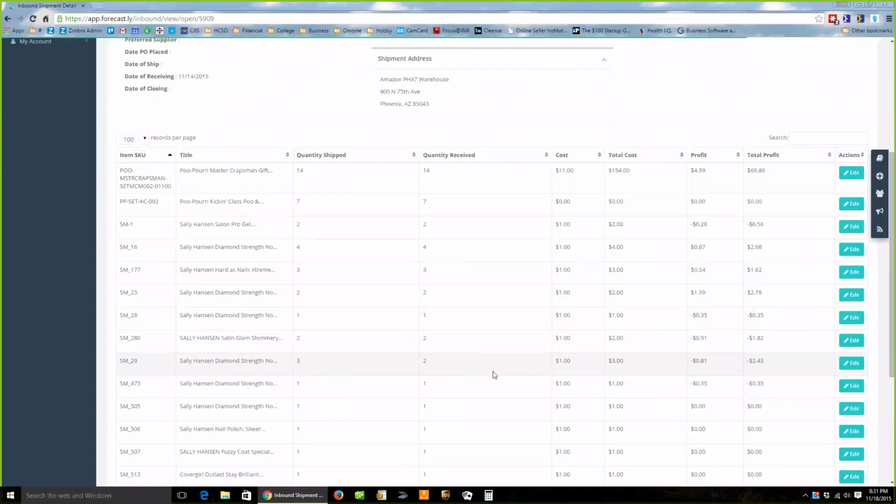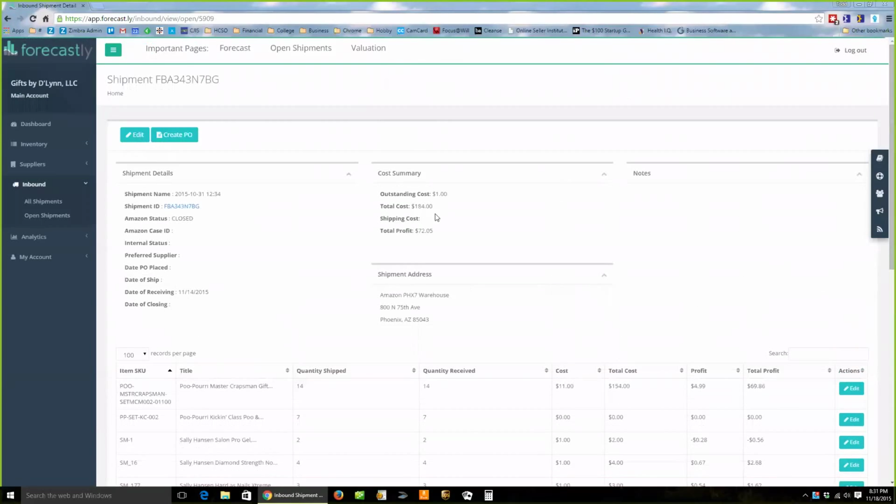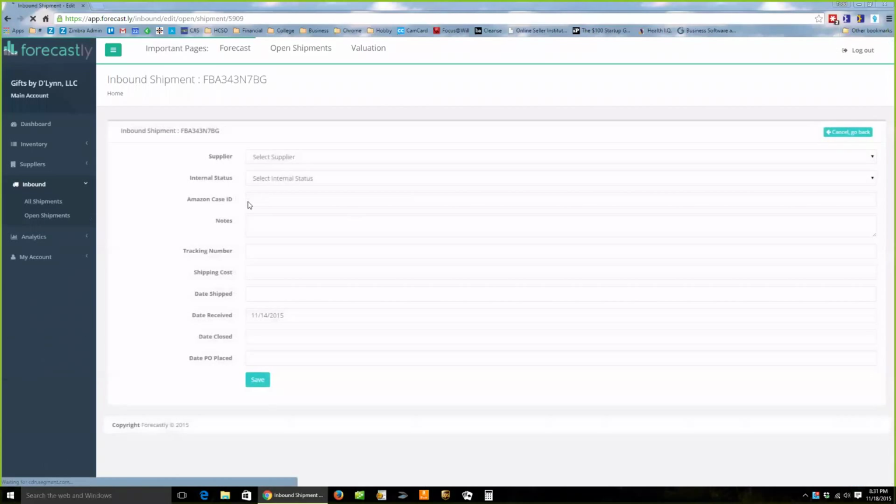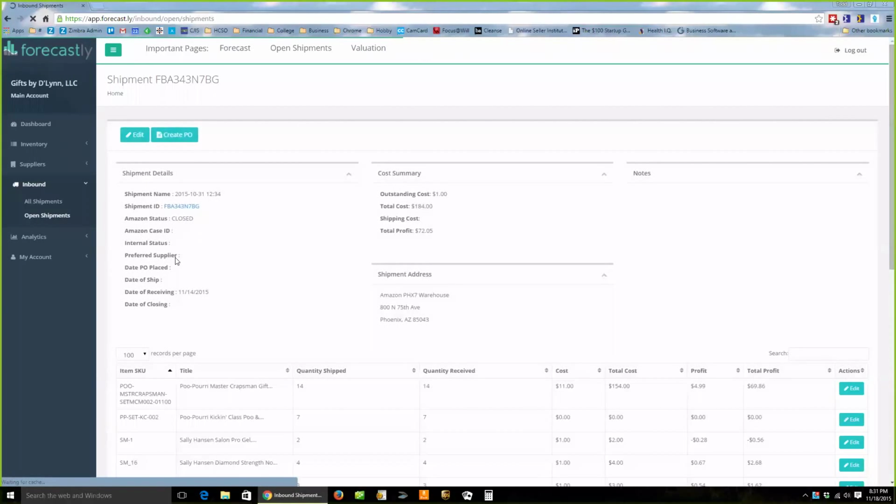So I only received 2 of these. It's arbitrary cost. This is an item I'm selling kind of on consignment, but it's showing that basically, hey, you're missing one of these, and you need to do something about it. So if you could go in and open your case, make the notes, the case ID, and then follow up on it. So it's a real good way to look and keep tabs on your shipments.